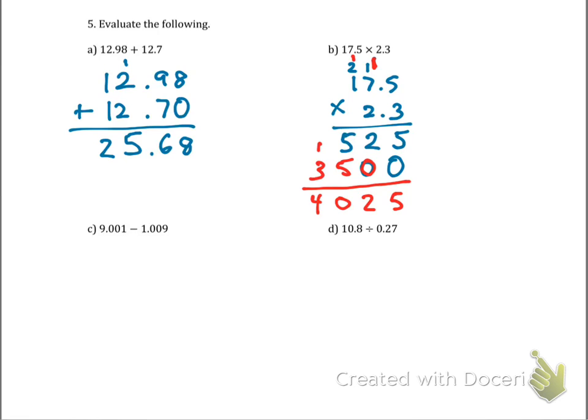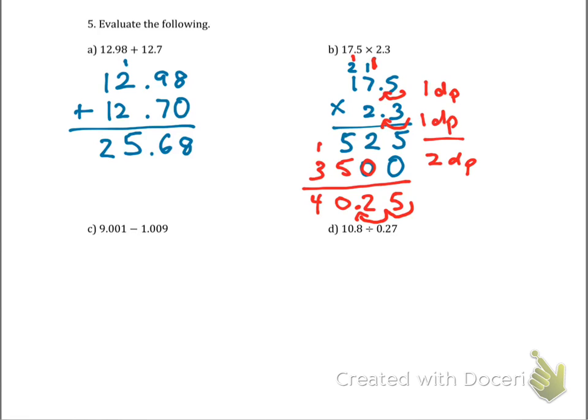But now we got to look at the number of decimal places we have. So we have 1 here and another there. So that's 1 decimal place and another decimal place, and that's a total of 2. So let me just write that here. That's 2 decimal places if we add them together. Okay, so we're just going to move this over 2 places here, and that's our answer, 40.25.